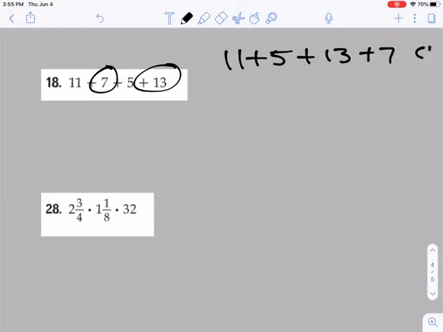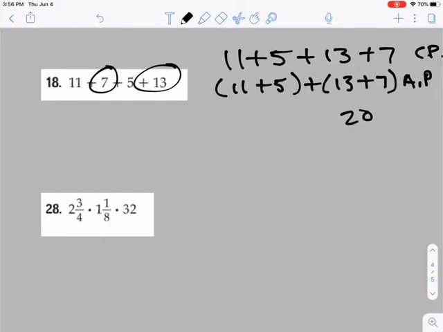So I use the commutative property to do that, right? And then I'm going to group them specifically a certain way using the associative property, right? I'm gonna group them like this. And then when I do that, 13 plus 7 is 20, and then 11 plus 5 is 16, and that's just substitution. And I'm obviously combining steps here, but I want to just kind of get the idea across to you.